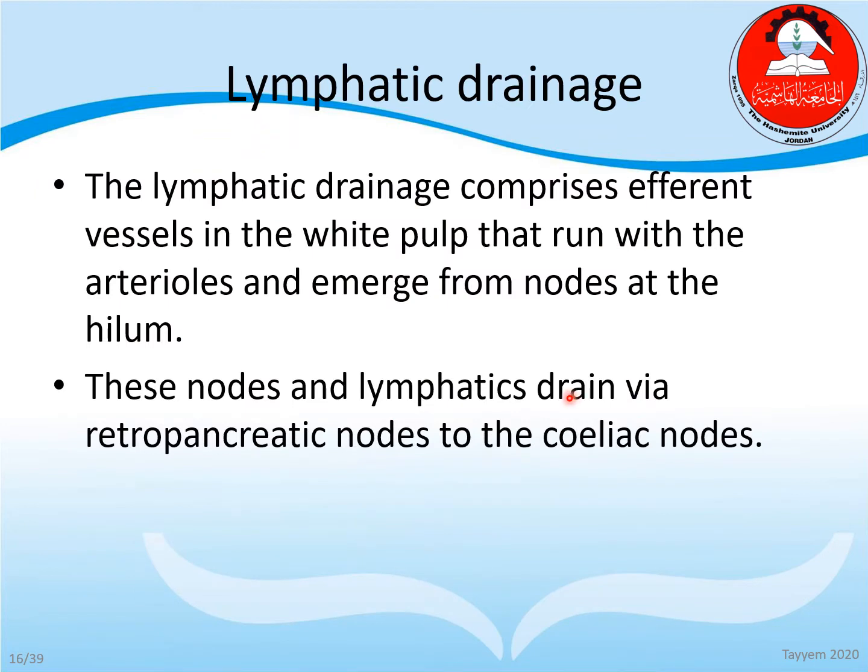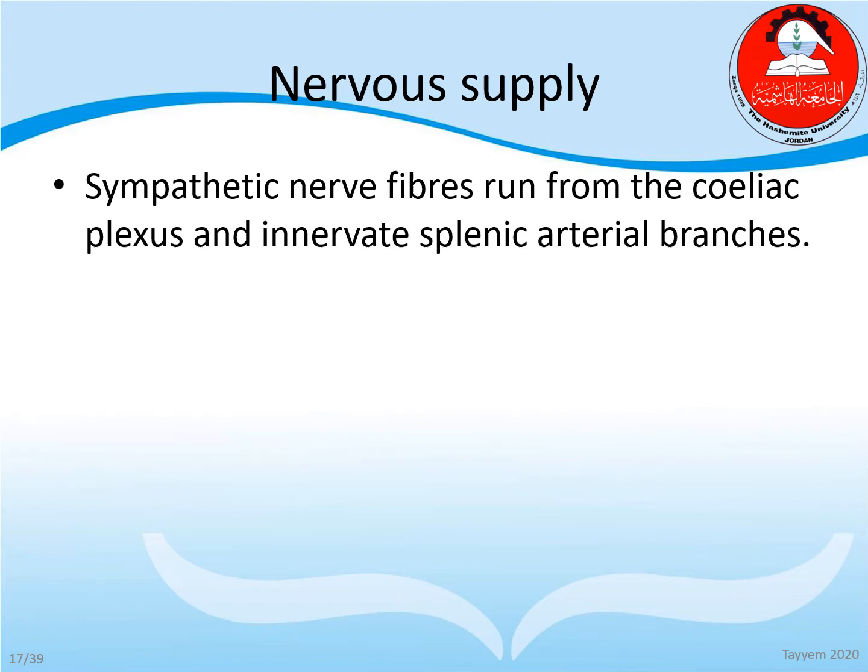The lymphatic drainage comprises efferent vessels in the white pulp that run along with the arterioles and emerge from nodes at the hilum, and these nodes will drain eventually via the retropancreatic nodes to the celiac nodes. And the nervous supply is from the celiac plexus, which will innervate the splenic arterial branches.